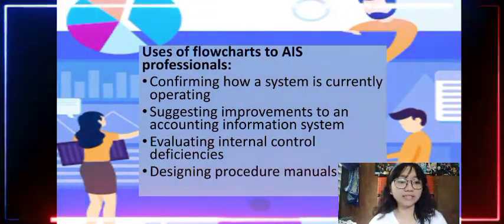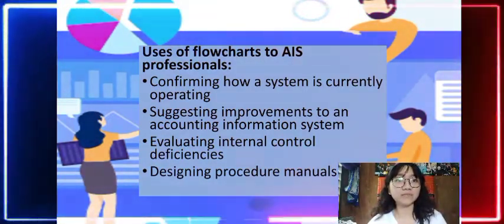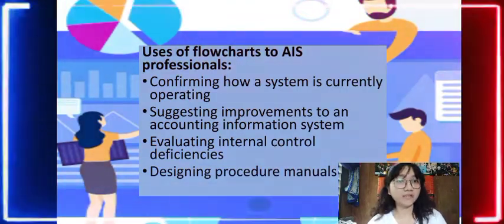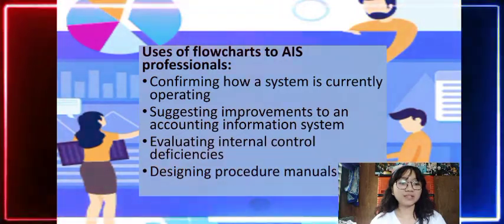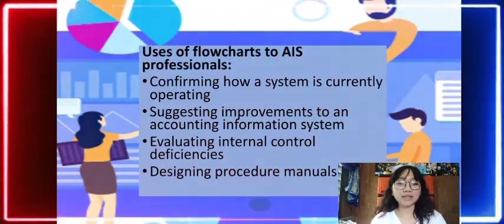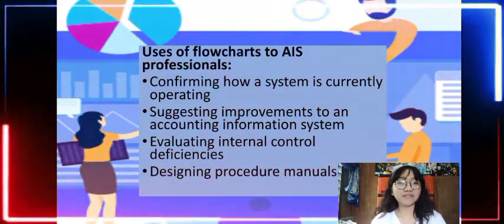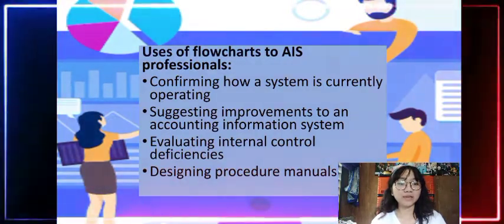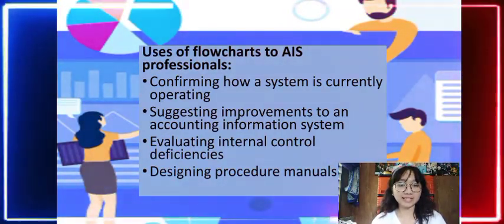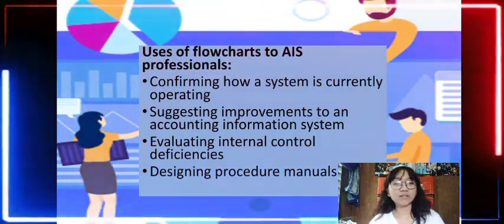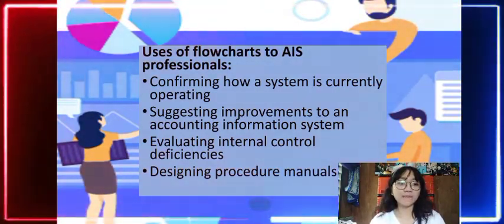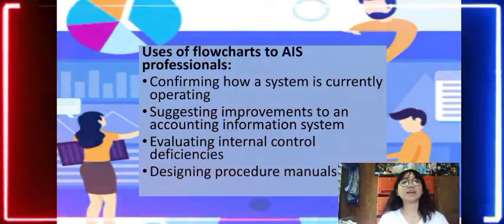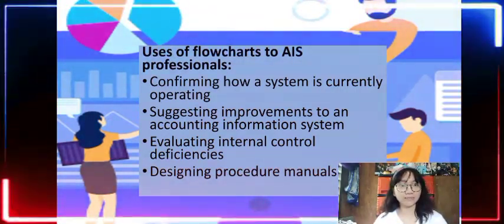Enumerated on your screens are examples of the uses of flowcharts by accounting information system professionals. Confirming how a system is currently operating, suggesting improvements to an accounting information system, evaluating internal control deficiencies, and designing procedure manuals are the different ways of using flowcharts, mainly in finding problems and for laying out solutions.